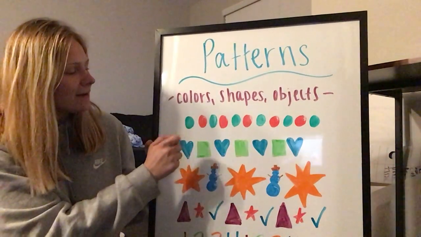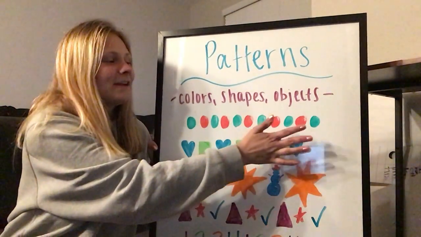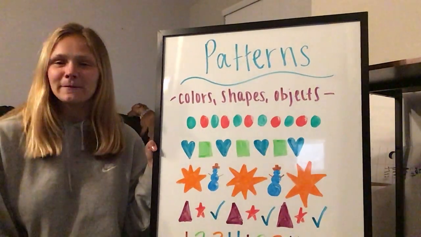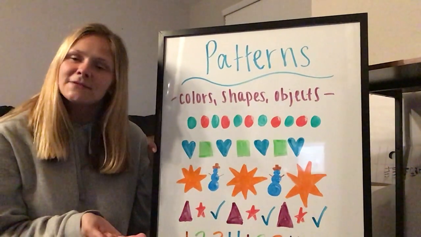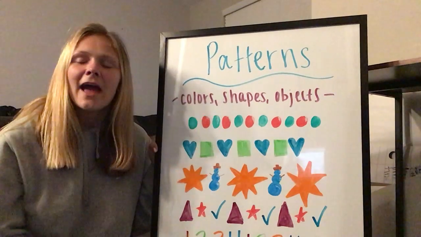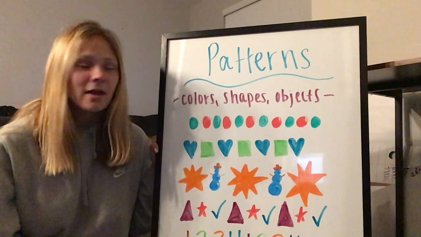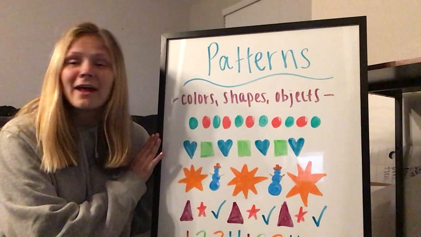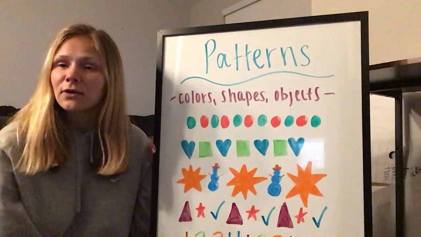So I said green, red, green, red, green, red, green, red, green, and I could go on and on and on. That is a pattern because I know that, well, green is first, red is second, and it's gonna keep going on. Patterns don't change. So this pattern could keep going on as long as I want it to, but it's only gonna be green and red circles.